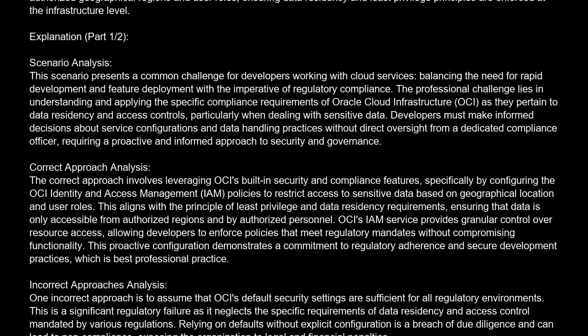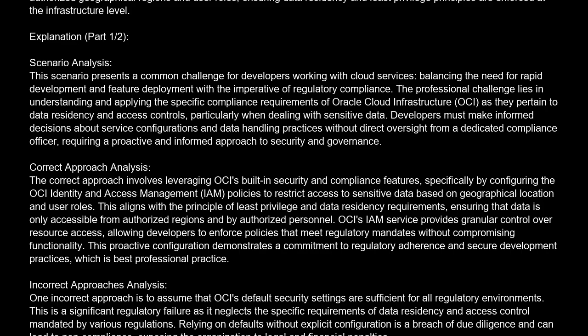Explanation. Scenario analysis. This scenario presents a common challenge for developers working with cloud services, balancing the need for rapid development and feature deployment with the imperative of regulatory compliance. The professional challenge lies in understanding and applying the specific compliance requirements of Oracle Cloud Infrastructure, OCI, as they pertain to data residency and access controls, particularly when dealing with sensitive data. Developers must make informed decisions about service configurations and data handling practices without direct oversight from a dedicated compliance officer, requiring a proactive and informed approach to security and governance.